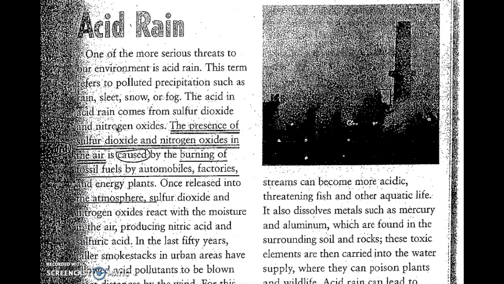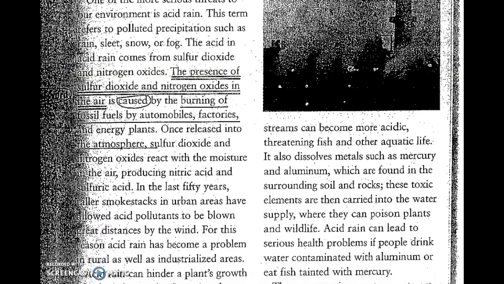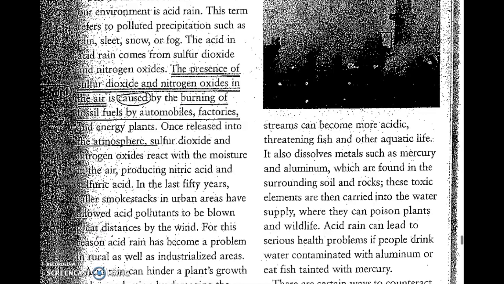Acid rain. One of the more serious threats to our environment is acid rain. This term refers to polluted precipitation such as rain, sleet, snow, or fog. The acid in acid rain comes from sulfur dioxide and nitrogen oxides. The presence of sulfur dioxide and nitrogen oxides in the air is caused by the burning of fossil fuels in automobiles, factories, and other energy plants.